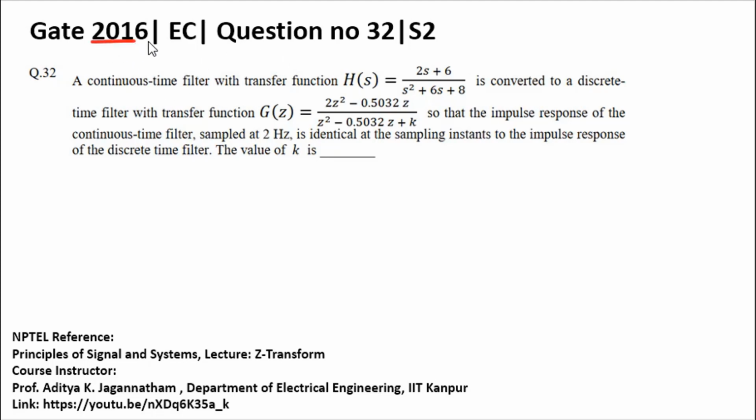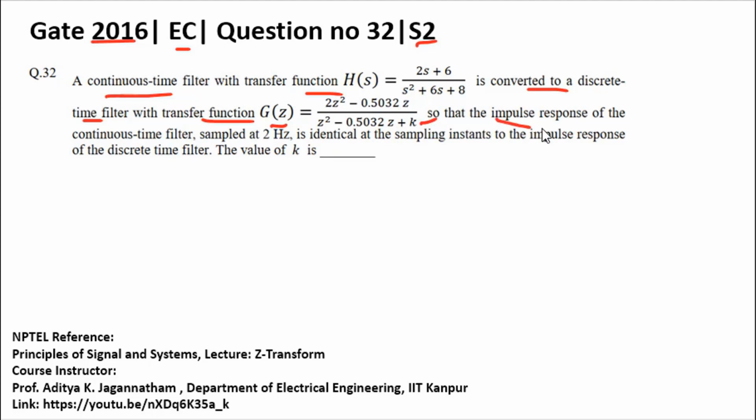So this question was asked in GATE 2016 Electronics and Communication Engineering paper set 2, in which a continuous time filter with transfer function H(s) equal to (2s + 6)/(s² + 6s + 8) is converted to a discrete time filter with transfer function G(z), which is given as (2z² − 0.5032z)/(z² − 0.5032z + k).